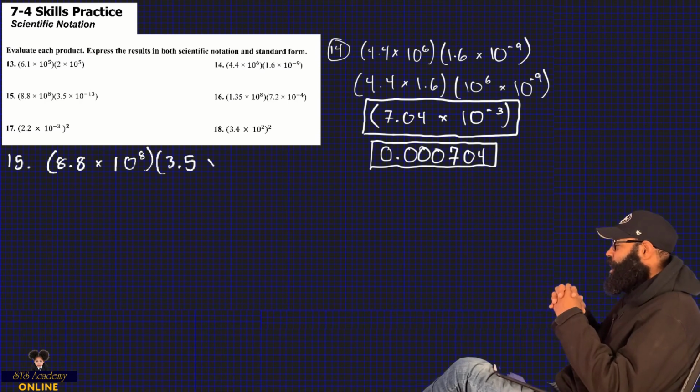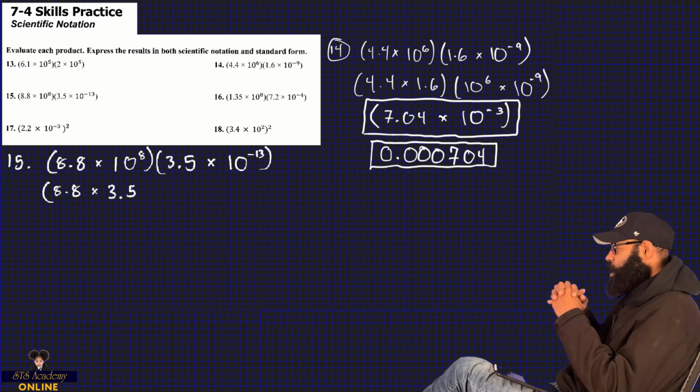All right, so 15, writing it out, recognizing what I'm going to have in this one. It's still multiplying, so the exponents will be added. And of course, the decimals will just be multiplied. So 8 and 8 tenths times 3 and 5 tenths. And guys, I'm not trying to fool nobody. I'm pulling calculators out.